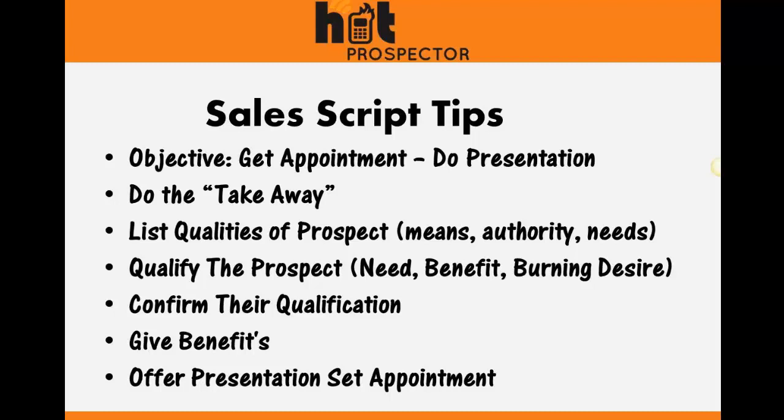For those of you that are a little bit lost here, because I almost got myself lost, the steps of your script are: do the takeaway, qualify the prospect, confirm their qualification, give the benefits, and then offer the presentation and set an appointment. But the list of qualities of the prospect is something you have to do before you actually do your presentation, so you know what things you're going to ask in order to qualify the prospect. So hopefully that clears everybody up.